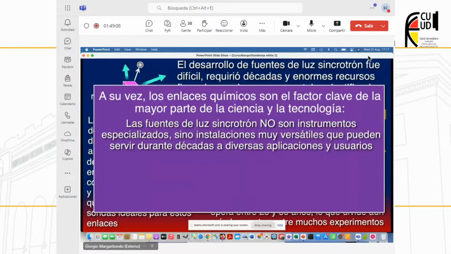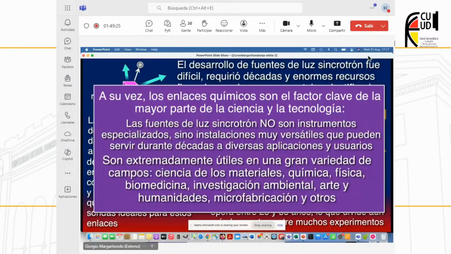It can be applied to very many different techniques. It depends on the instrumentation that is available around the ring in the beam lines, but basically it is a very versatile machine, and therefore this increases the return.